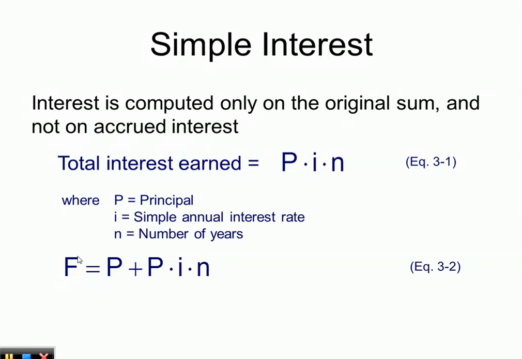And according to that interest, the future amount of money that we would get would be found using this: P, which is the original sum of money, plus the interest. And the total interest is P multiplied by I multiplied by N. So again, F is the amount due at the end of N years if we're borrowing P.